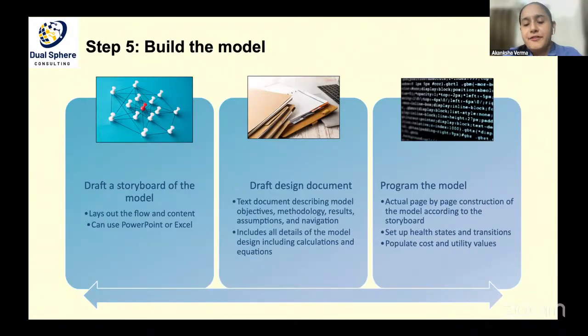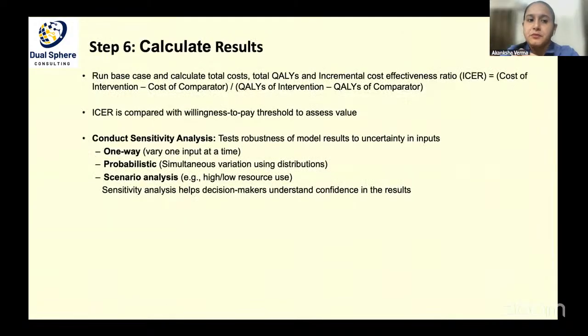Then after that, you start programming the model, the third part, which includes actual work sheet by sheet on Excel, or page by page. You start constructing the model according to your storyboard. You have already done the storyboarding, so you know what all things are going to be in the model, and you start programming it. Set up your health states and transitions, populate all the data, cost, and utility values, and then program the model.